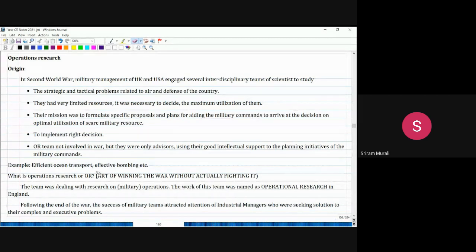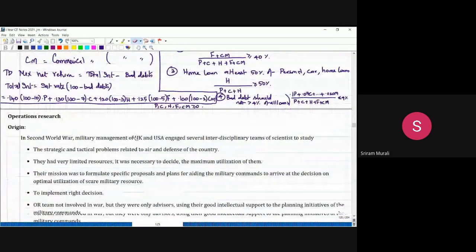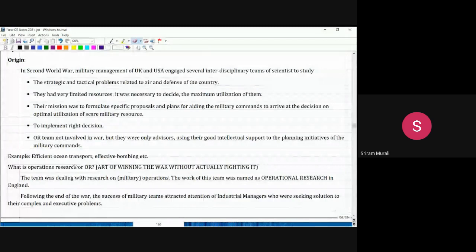Have you first understood how we are using our operations research technique in my industry? Even in the last question, you can see we have given this many loans. We want to get back all these loans using this bad debt ratio. So it is also one such model. We have been using this in real-time scenarios. So that's why this was actually found in the Second World War.